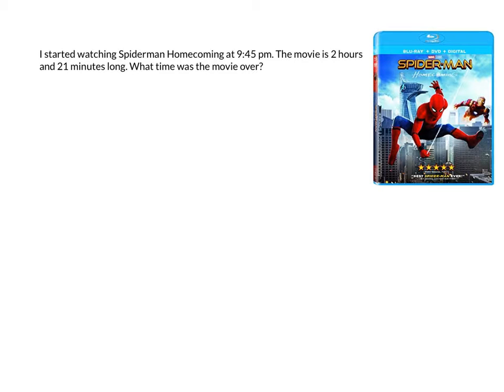So over the weekend I started watching Spider-Man Homecoming at 9:45, and the movie is 2 hours and 21 minutes long, so I'd like to know what time the movie was over. So just like when I'm finding my elapsed time, I can also use a timeline to solve these, two different timelines. So I have my hours timeline, and it started at 9:45, so 9:45.